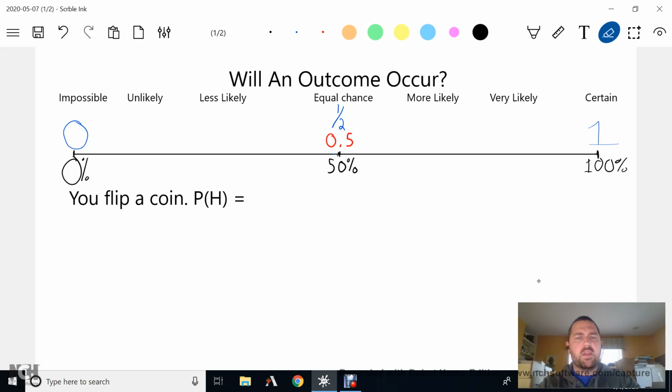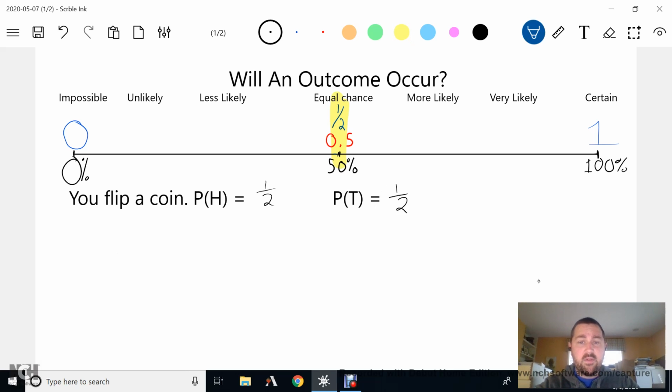So our first one, you flip a coin. What's the probability you get a heads? So we've seen this example a number of times. We know the probability that you get a heads when you flip a coin is 1/2, right? So that's right in that middle there. That's that equal chance 50%, okay? What would be the probability that you get a tails? Well, in this case, the probability that you get a tails is also 1/2, right?